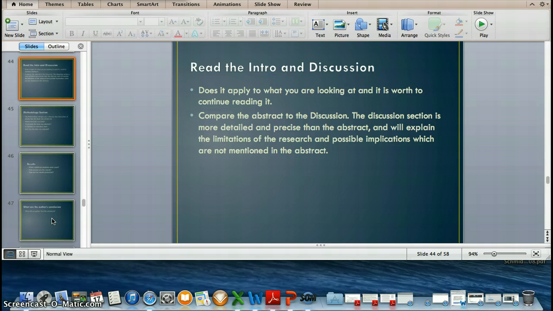Okay. So let's say you read the abstract and you go, yeah, I think this looks like it could be a great article for what I'm trying to find. So you read the intro and the discussion. So now you're looking at, does it apply to what you are looking at? Is it worth continuing to read? You want to compare the abstract to the discussion because the discussion section is a little more detailed and precise than your abstract, okay? And it will explain limitations of the research and possible implications, which are generally not mentioned in the abstract.